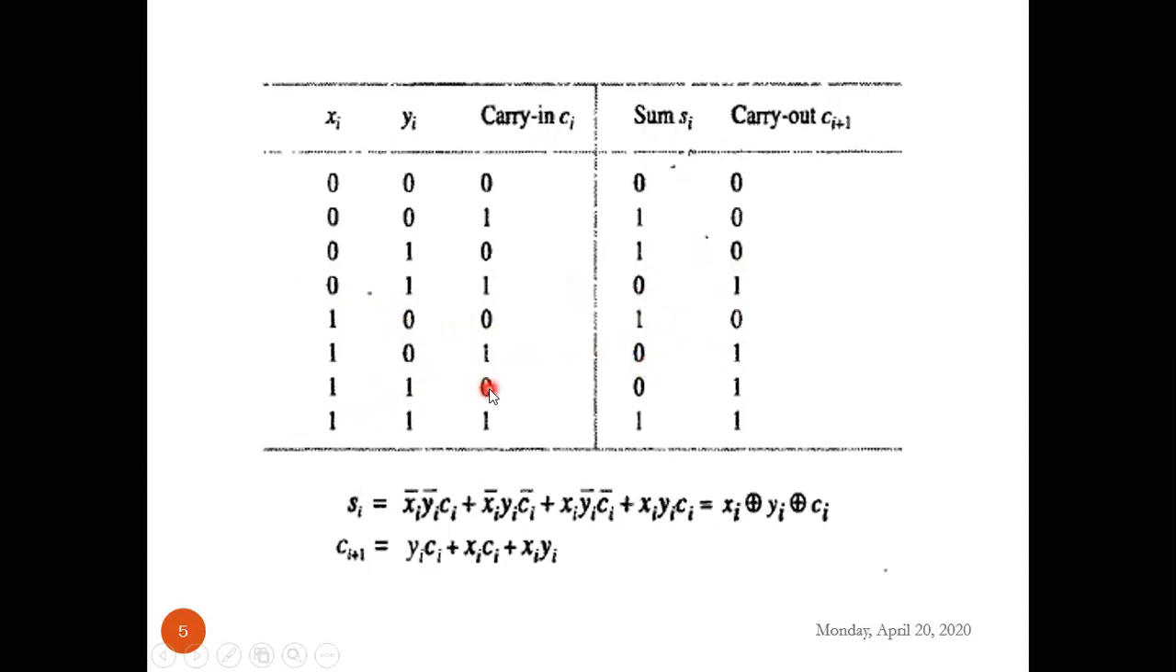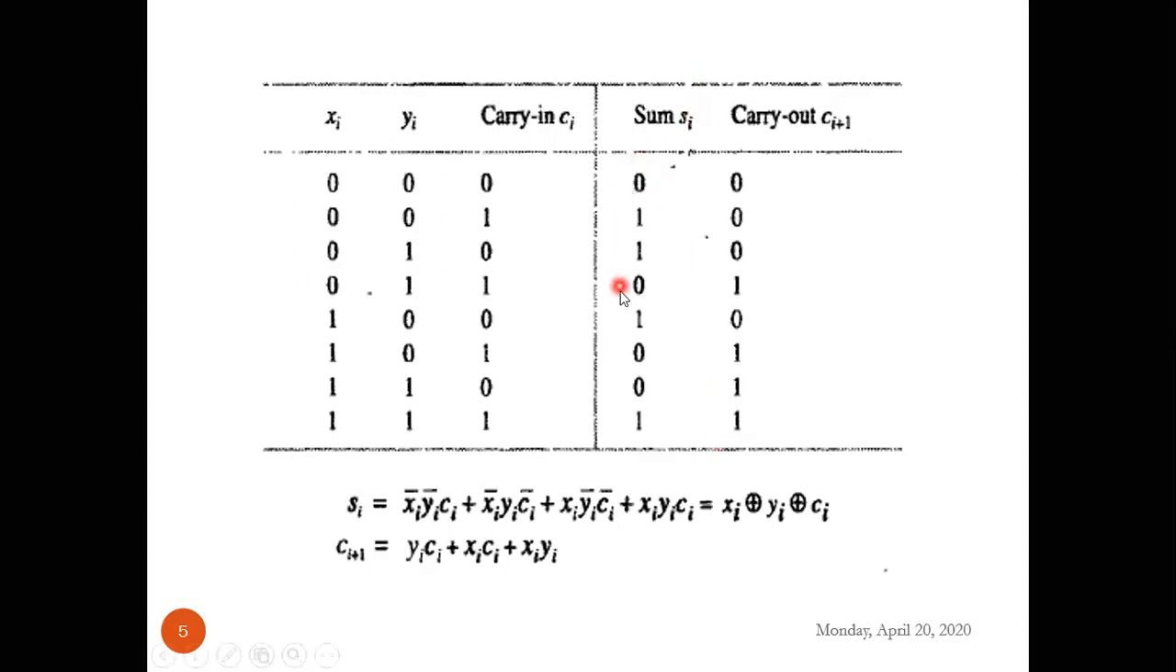1, 1, 0, so sum is 0, carry is 1. And the last combination 1, 1, 1, which results in sum as 1 and carry also as 1. Now you can either consider a K-map for the simplification or any reduction mechanism.